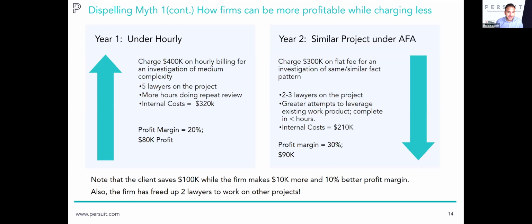So it's not easy for a firm to reduce its costs, and it doesn't mean that because a firm is lowering its price that it's not actually hurting its profit margin. But the idea here is that it's not always a zero sum game. The firm can be more efficient, find ways to reduce its costs, and still profit more while charging you as a client less. And that's why people need to do more AFAs. It's better for both sides.